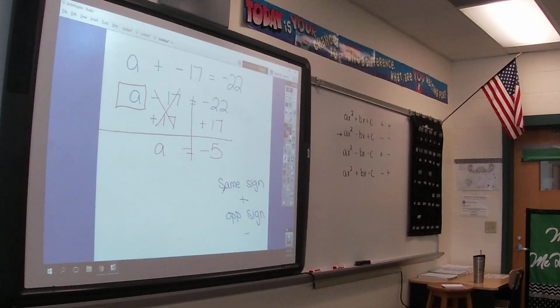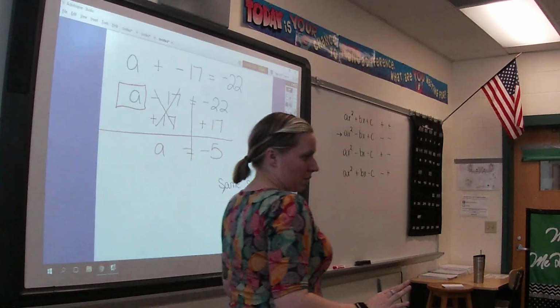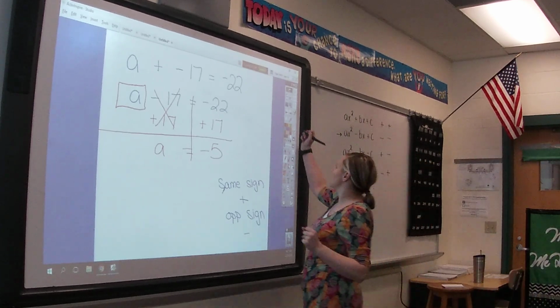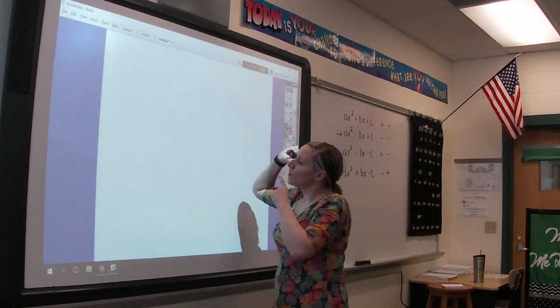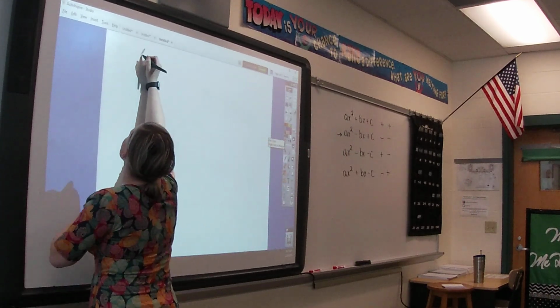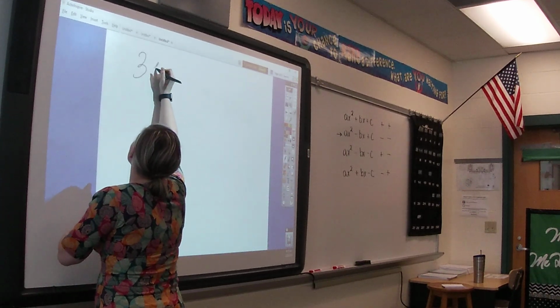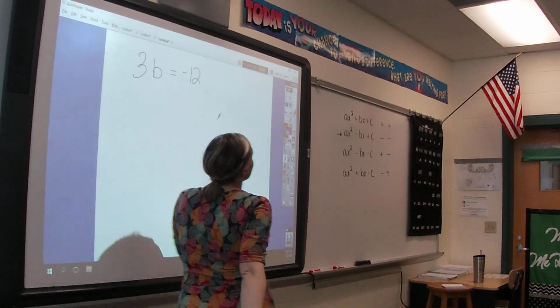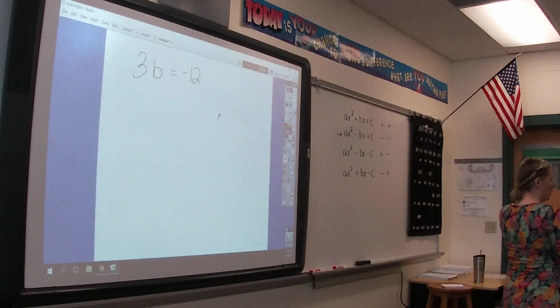How are we doing so far? Addition has more tricky pieces than multiplication and division. Multiplication and division is pretty straightforward when we solve those. We have one tricky piece with fractions we're going to talk about. Well, that's a weird 3, but whatever. How about 3b equals -12?